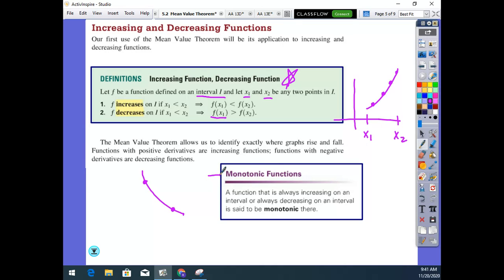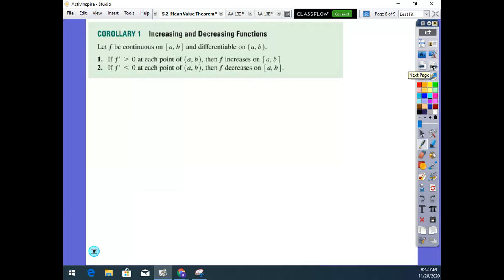You don't necessarily need to know monotonic, but you will come across these. It just basically says you have functions that are always increasing or always decreasing. For example, all exponential functions, always increasing or always decreasing. They just give it a nice fancy word, mono, one tonic. Okay, so the corollary is what we're really going to use in this section.